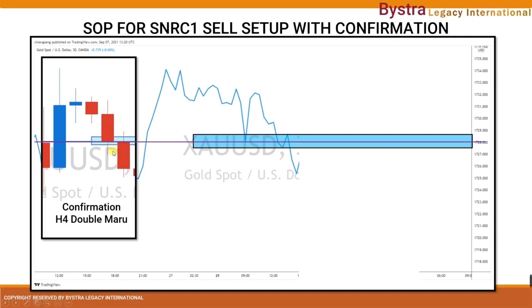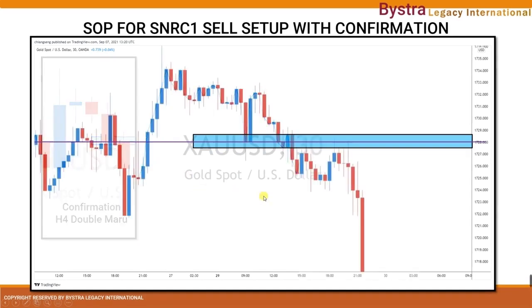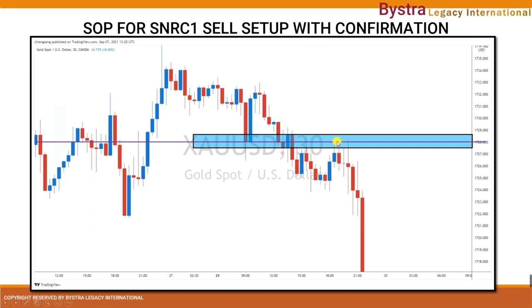Okay, double Marubozu, H4 double Marubozu. Okay, so double Marubozu can be used as a confirmation as well, besides engulfing candle. So next, we wait for the price to come back and react to our entry point. So you can see it come back once, again a second time, a third time before it continues on the downtrend. So do not put your break even early. Okay, you can set it higher up a little bit.